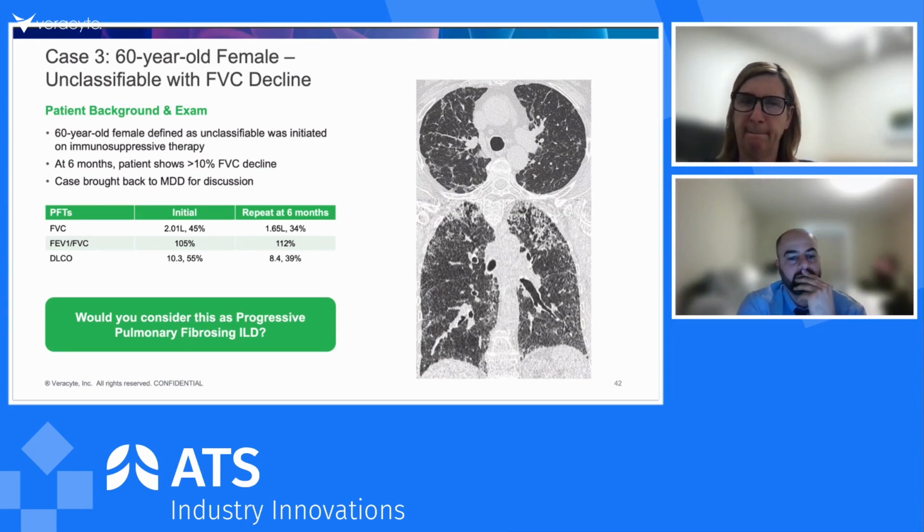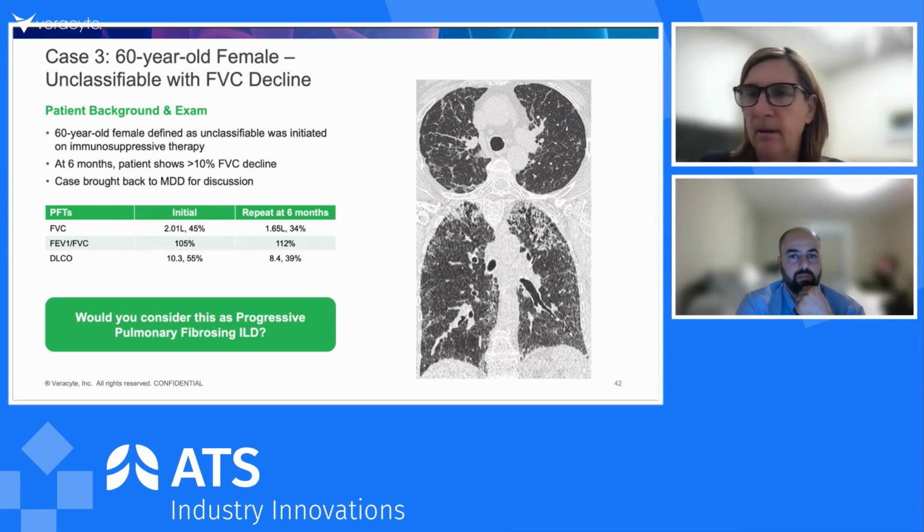She was brought back to the multidisciplinary discussion for review. Her FVC has declined from 45% predicted to 34% predicted. Her ratio is now supernormal at 112% predicted, and her DLCO has declined from 55 to 39%. And there is no polling question here, but would you consider this progressive pulmonary fibrosing ILD? Dr. Scholand?